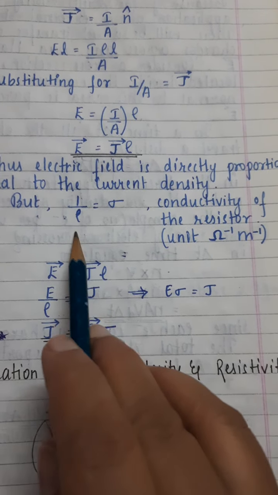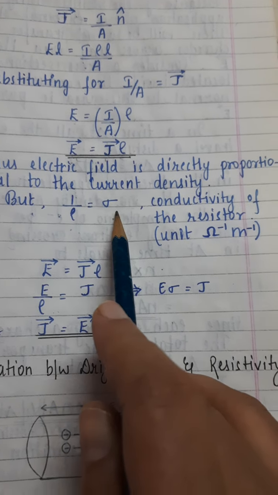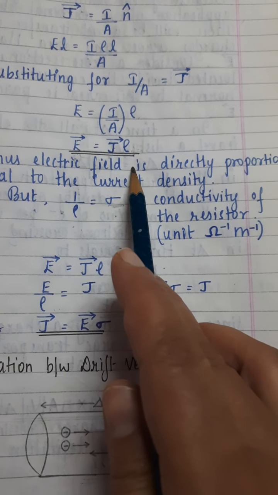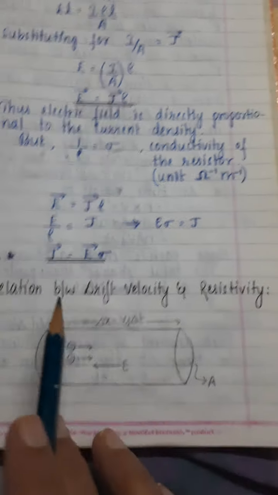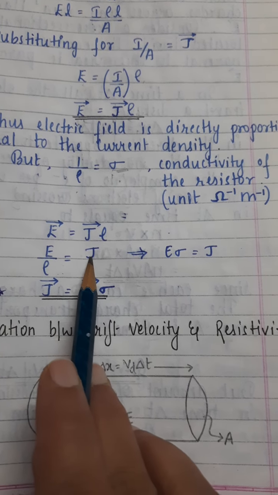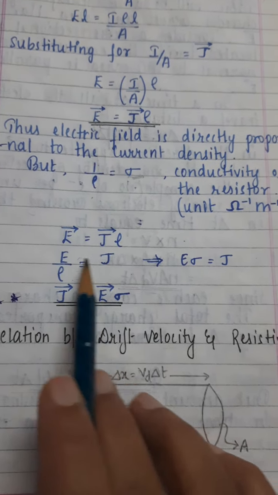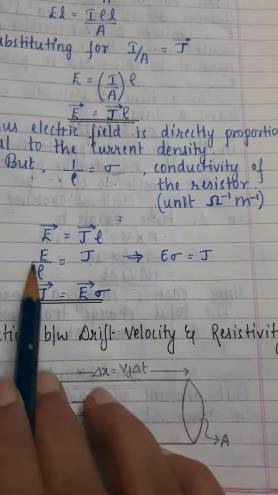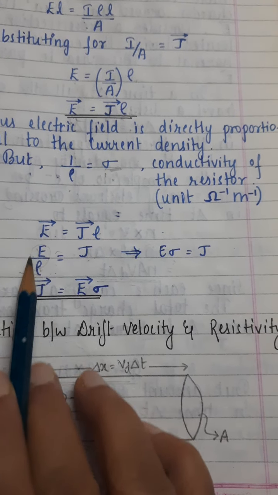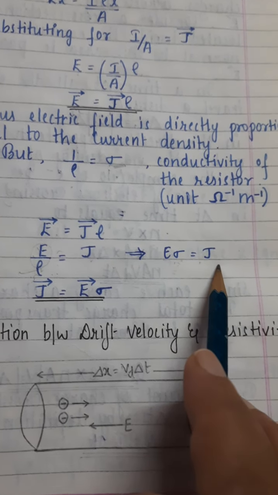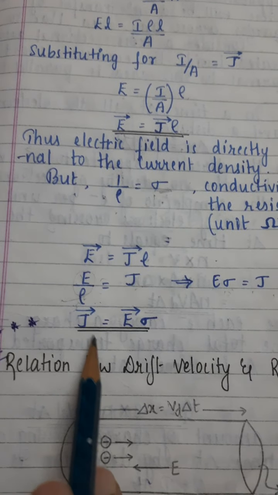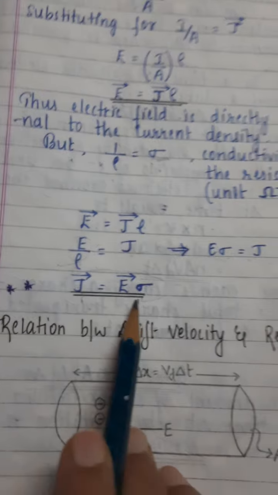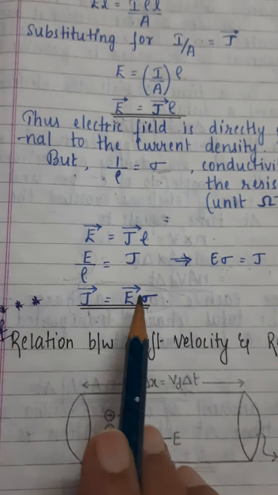Also we know that 1 by rho is equal to sigma, which is called the conductivity. So instead of rho, if we put sigma: E is equal to JL, so from here, rho goes downwards, so E by rho equals J. Instead of 1 by rho we put sigma, so E sigma is equal to J. This is another formula for current density, J is equal to sigma E. That is, current density is proportional to the electric field and also depends upon the conductivity of the material.